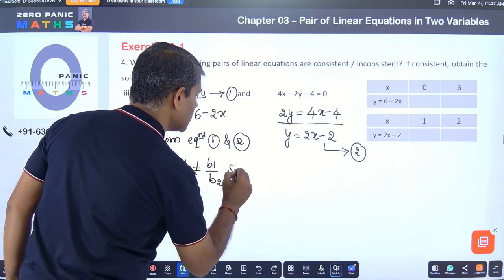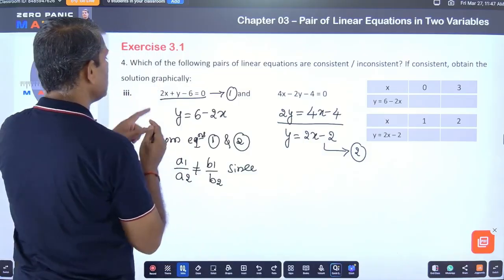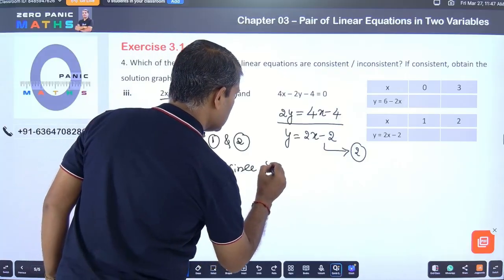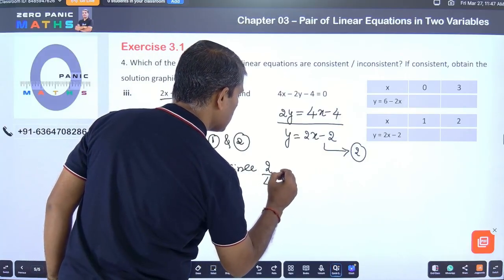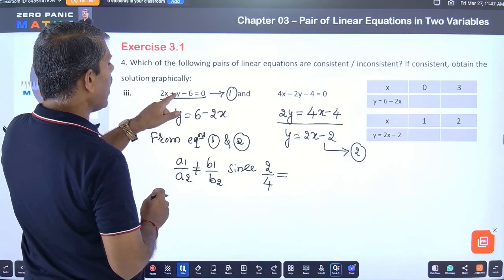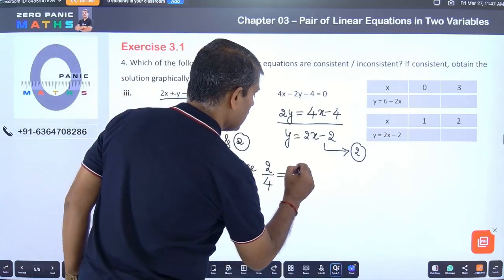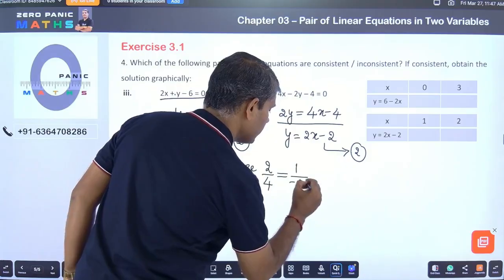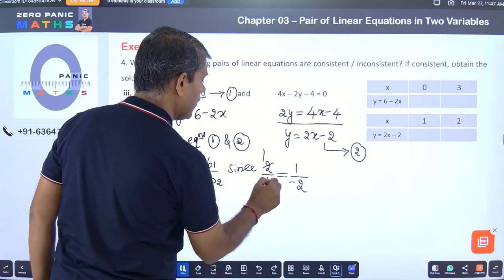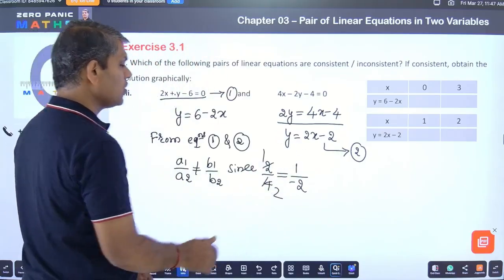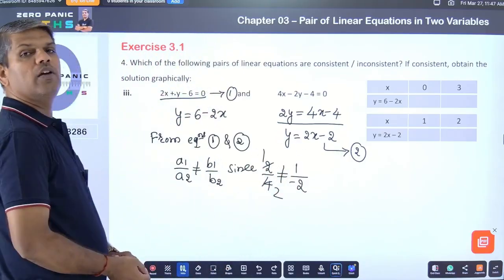Okay, I know this. Since what is a1? 2. And what is b1? That is 2 by 4. This is 1 by 2. Whether it is equal to, b1 is 1 and b2 is minus 2. It is 1 by 2, but this is minus 1 by 2. So this is not equal to each other.